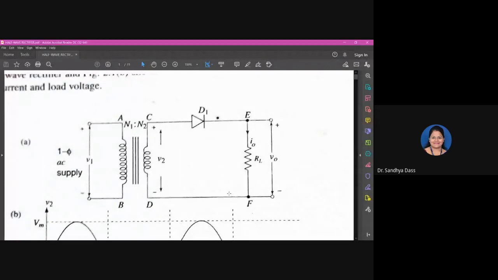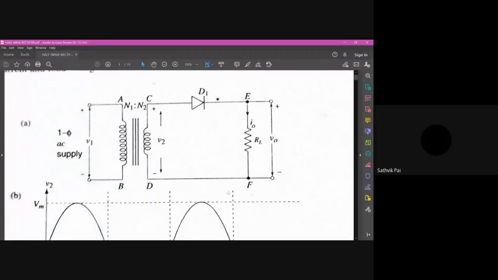Can you see this circuit there? Is it visible? Yes, ma'am. Can you see this? Yes, ma'am. Okay.